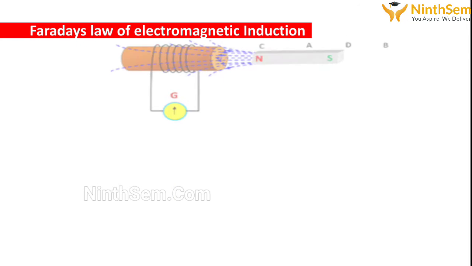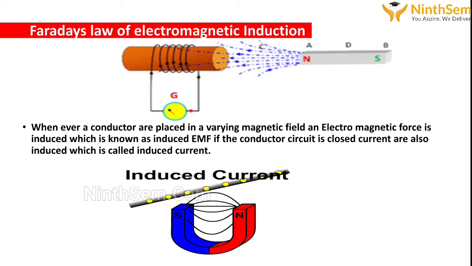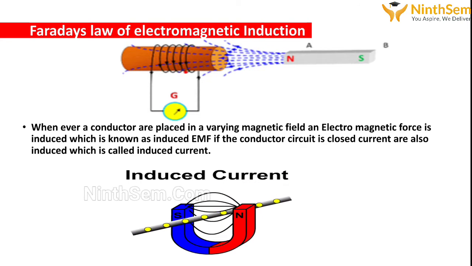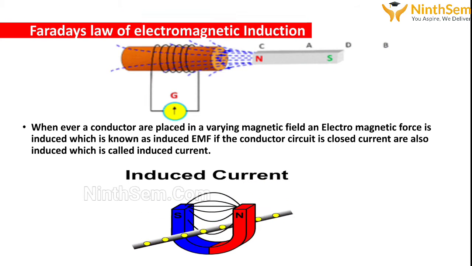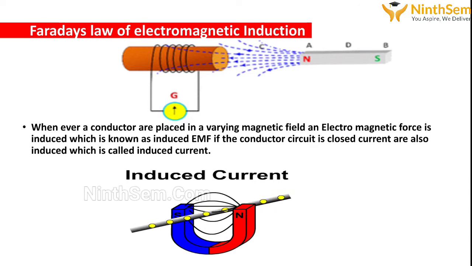Then what is Faraday's law of electromagnetic induction? Whenever a conductor is placed in a varying magnetic field, an electromotive force is induced, which is known as induced EMF. Further, if the conductor circuit is closed, a current is also induced, which is called induced current.